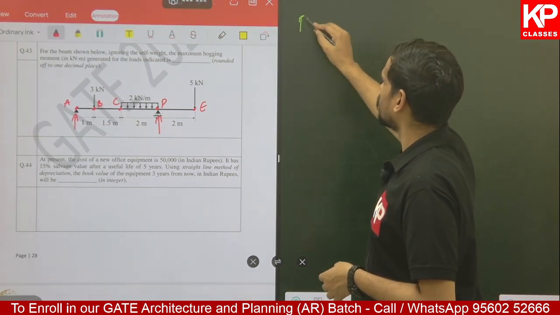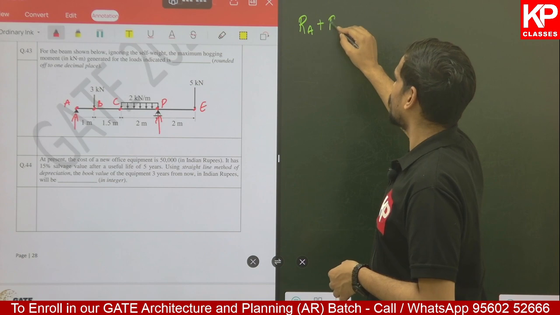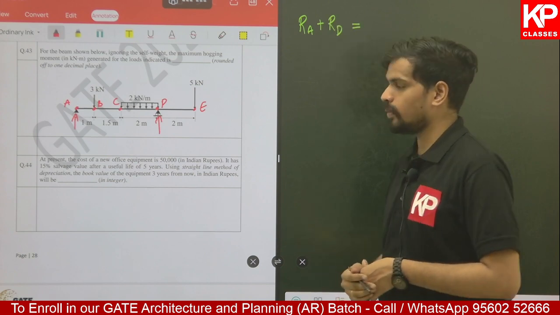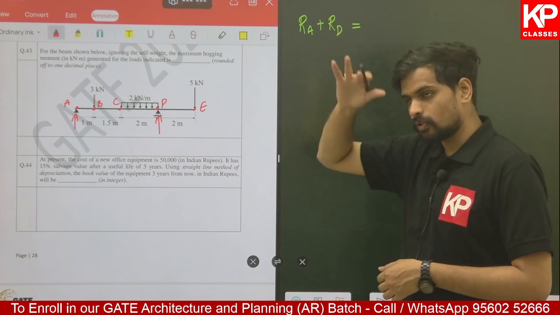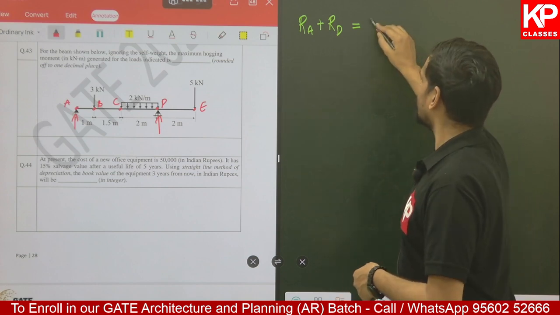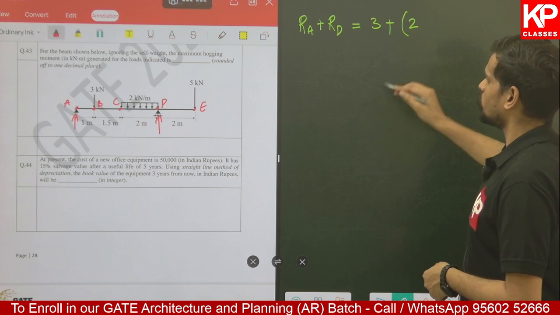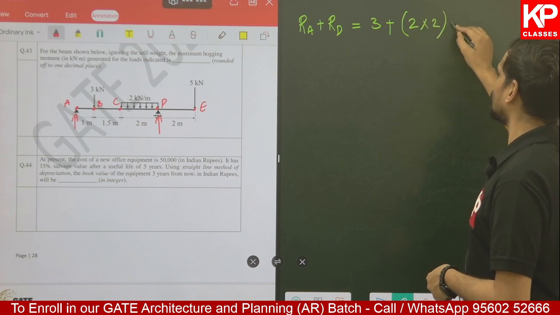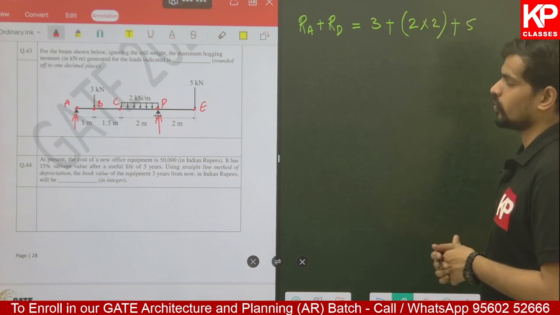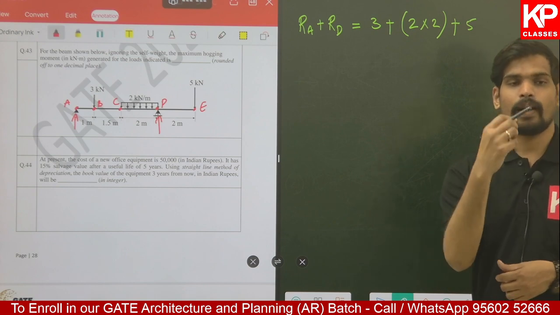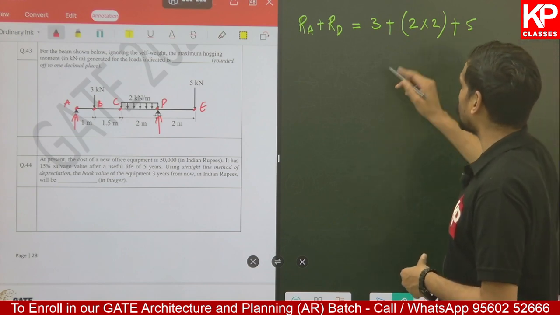So let me write down over here. Solving those unknown reactions, RA plus RD should be equal to, the upward reaction should be equal to the load acting from the top. The load is 3 kilonewtons plus the UDL value is 2 kilonewton per meter over a span of 2 meter plus there is a 5 kilonewton load. For UDL, you should multiply the UDL value with the span of the UDL.